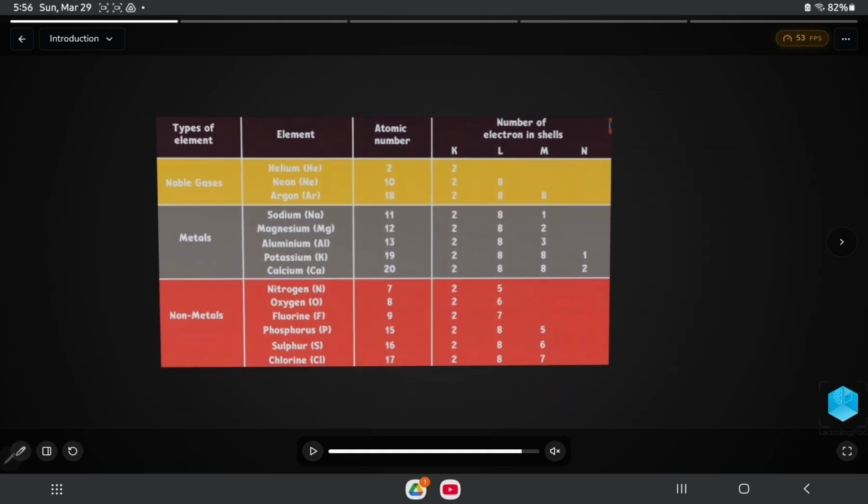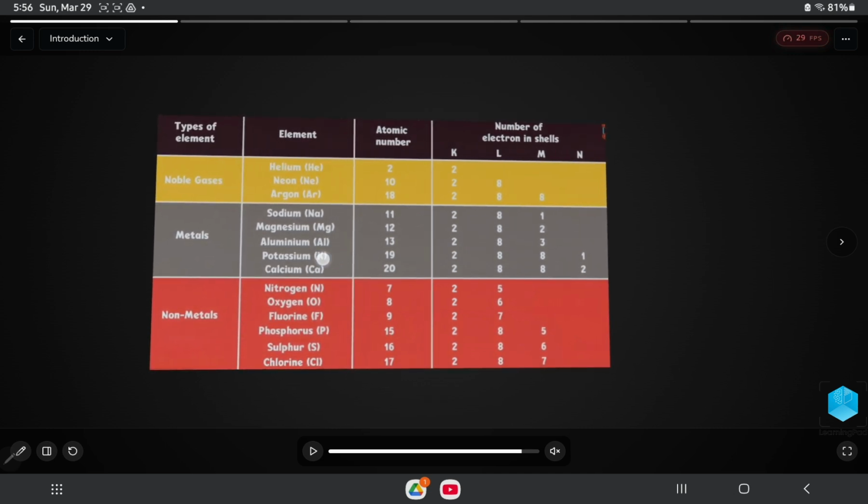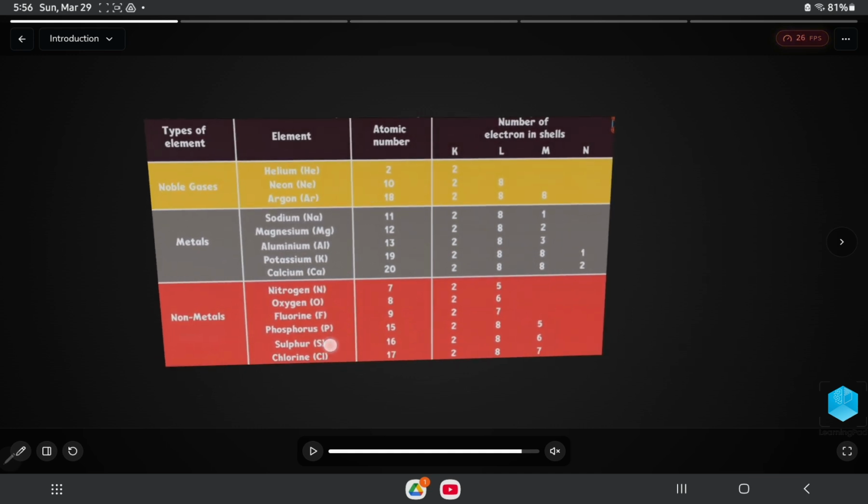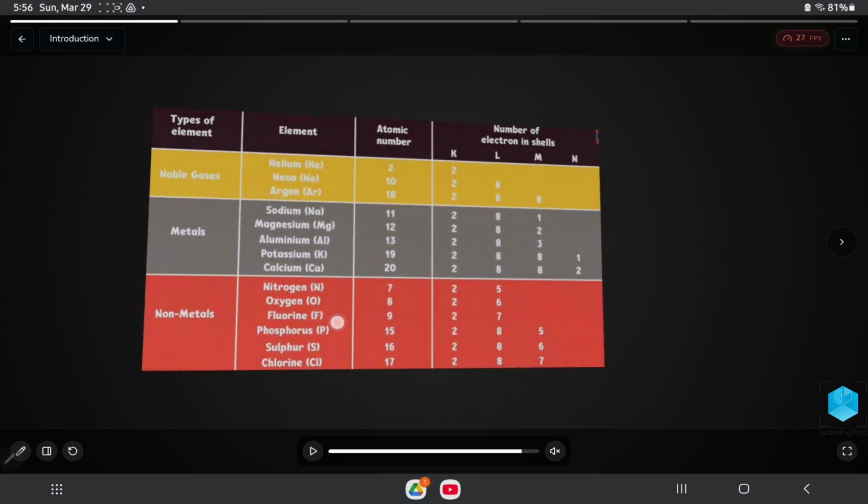So, in this chart you see that these are noble gases. The elements helium, neon and argon are noble gases. It means they are stable. Now, metals, for example sodium, magnesium, aluminium, potassium and calcium, are electropositive. Whereas non-metals like nitrogen, oxygen, fluorine, phosphorus, sulfur are electronegative.